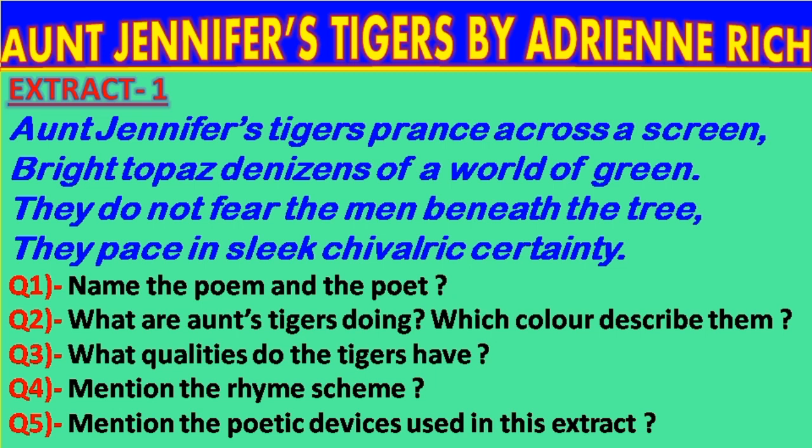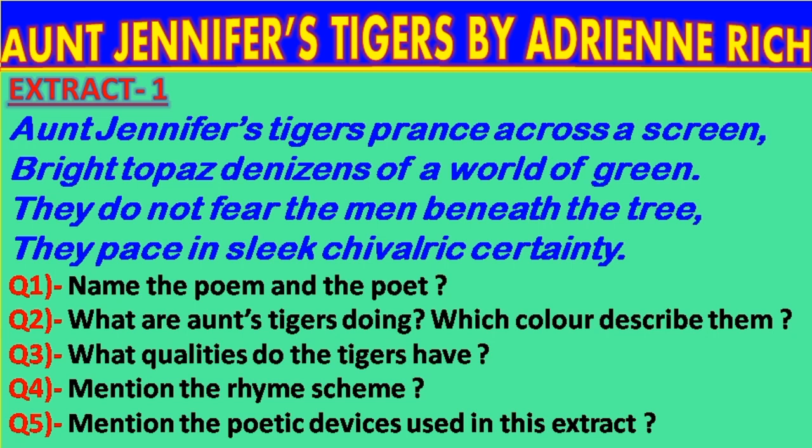Question number 2. What are Aunt Jennifer's tigers doing? Which color describes them? Answer. Aunt Jennifer's tigers are prancing across a screen. The color which describes them is bright topaz. Question number 3. What qualities do the tigers have? Answer. The tigers are fearless, well-groomed, honorable, brave and confident.